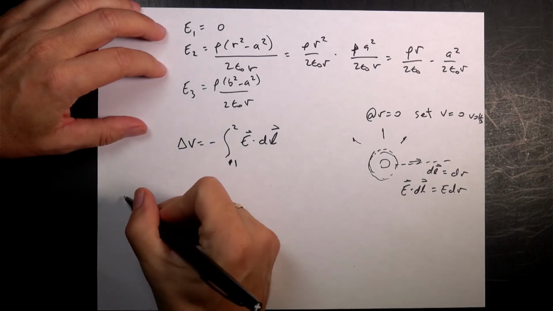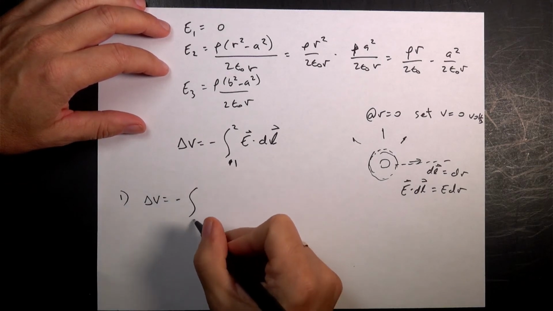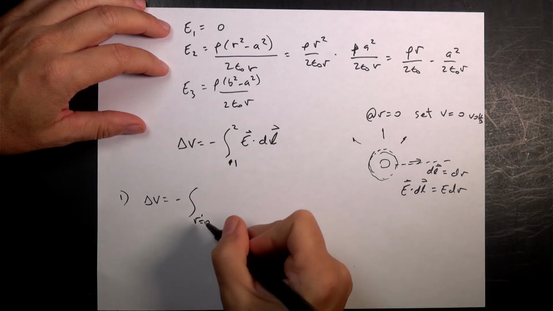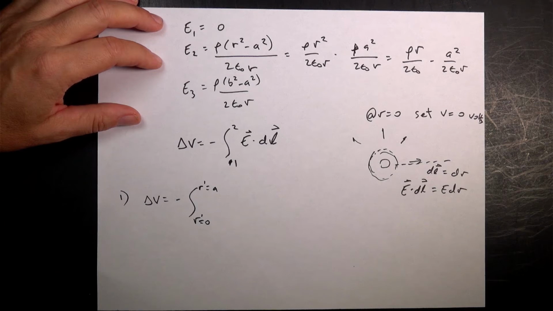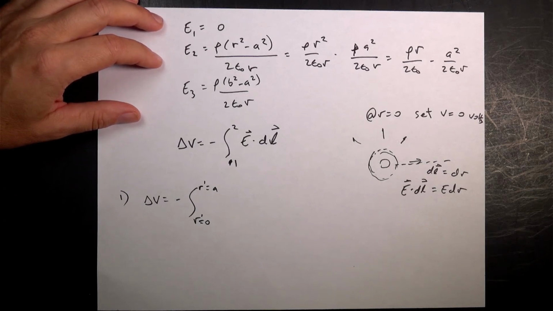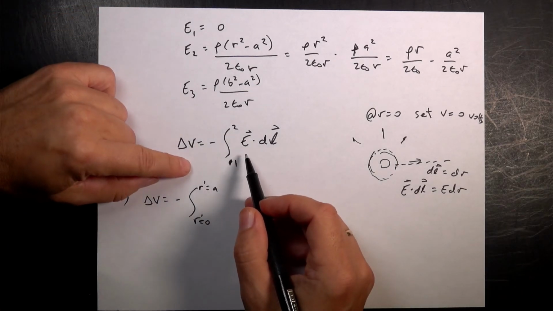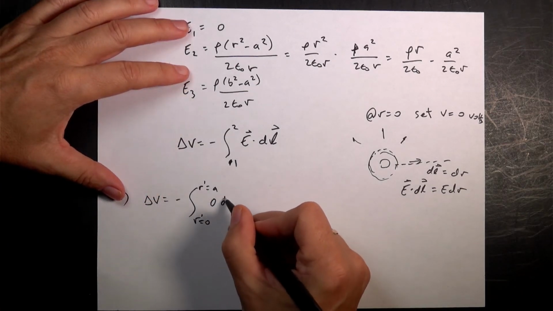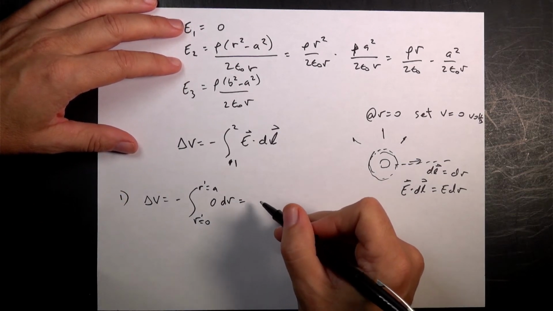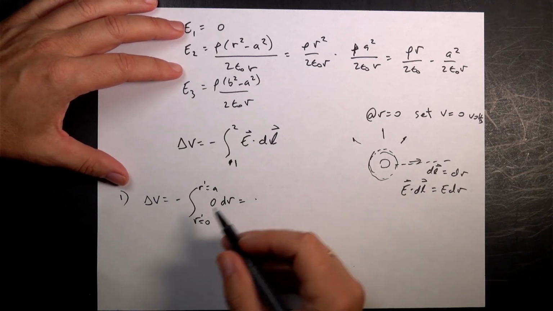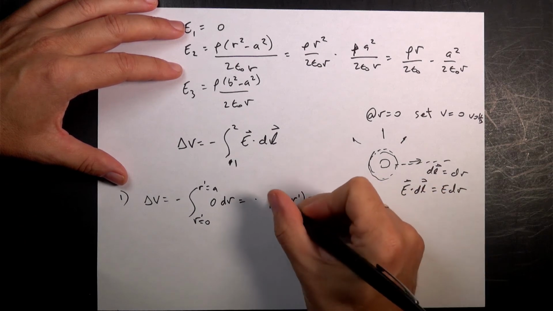Okay, so let's do region 1. Delta V is going to be equal to negative the integral from r prime equals 0 to r prime equals a. And so I have a different integration variable, my limits of integration are different. I'm just trying to be a good person, okay? And then the electric field inside region 1 is 0. So I get 0 dr. So when I integrate that, I get 0. Evaluate the limits, I get 0. So delta V is 0, or really, I'm going to say V as a function of r prime is equal to 0 in region 1.